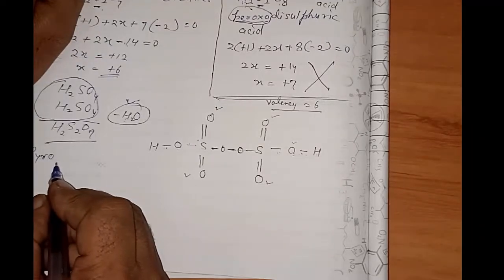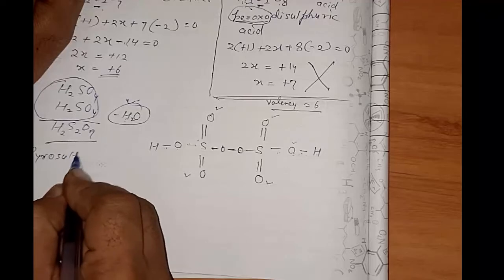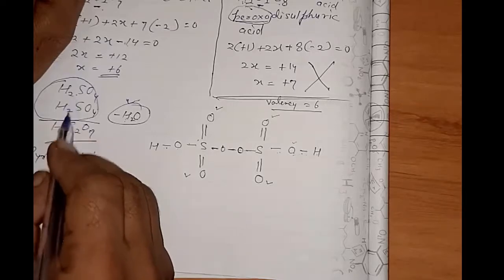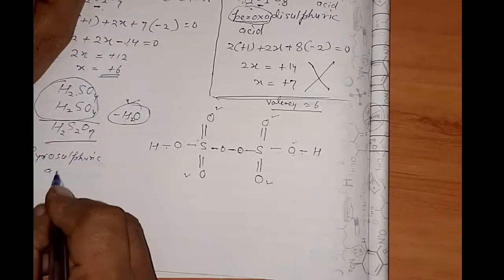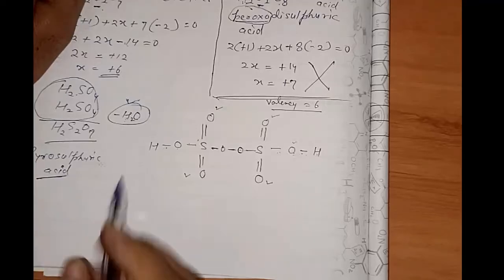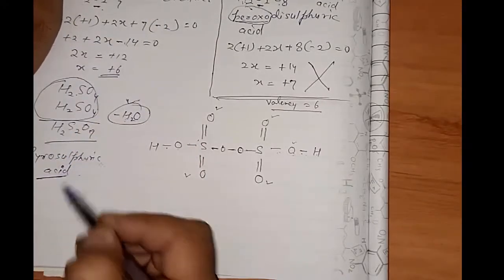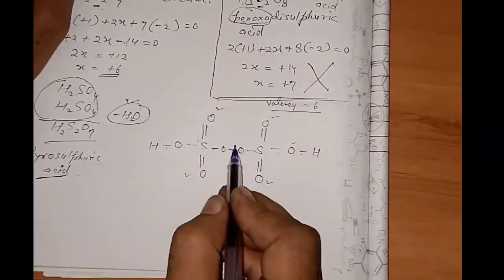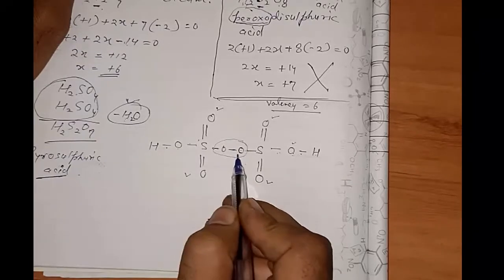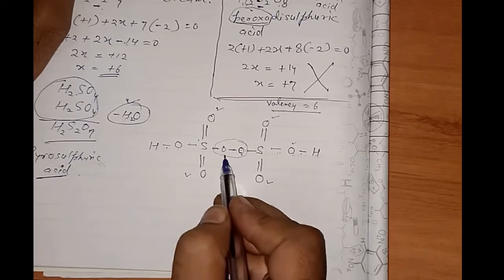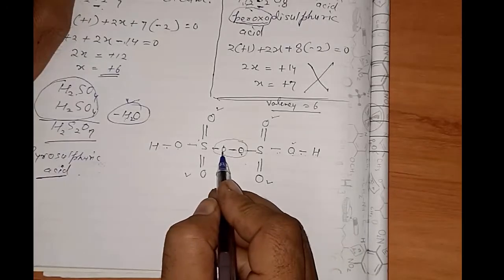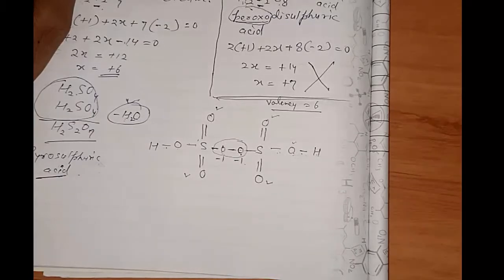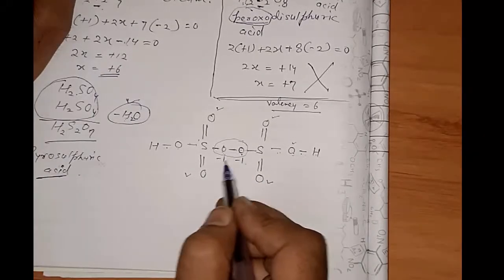So pyrosulfuric acid or pyro-disulfuric acid, we can say pyro. If we say pyro, it means it is disulfuric acid, pyrosulfuric acid. Is it clear? So oleum is also called pyrosulfuric acid, and this one is peroxo, meaning there is a peroxide bond. So we can find here a peroxide bond. When oxygen is attached with oxygen, it is called a peroxide bond. So the oxidation number of this oxygen is -1. For this one it is also -1. Is it clear, students?